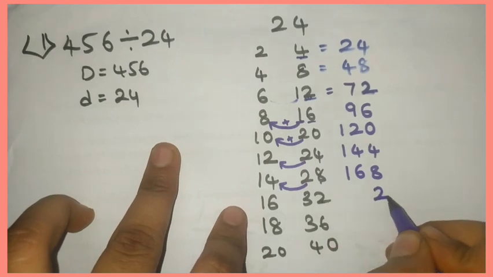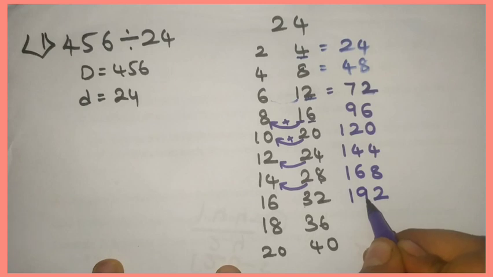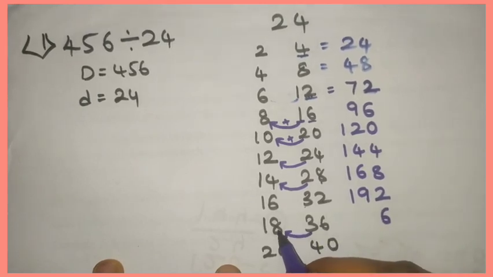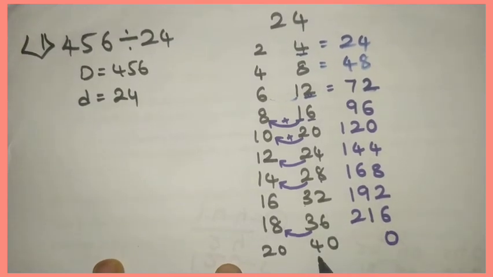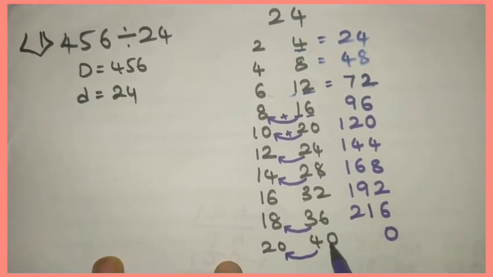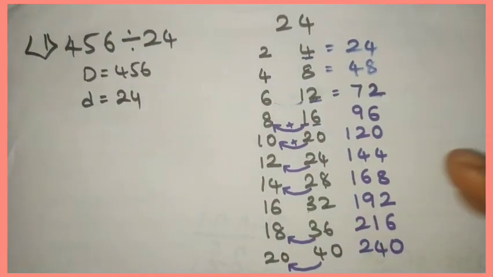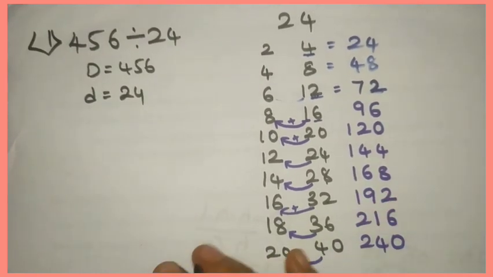2 is written directly, 3 is added here. 16 plus 3 is 19. 6 is written directly and 3 is added here. 18 plus 3 is 21. 0 is written directly and this 4 is added here. 20 plus 4 is 24. Like this you can write any table. Now we got the 24 table.